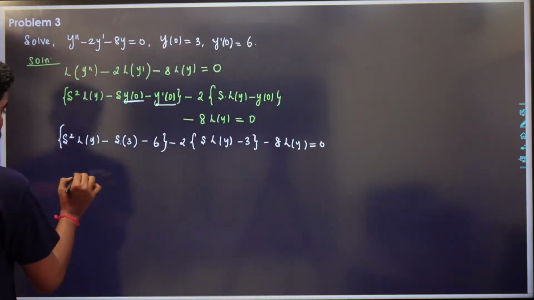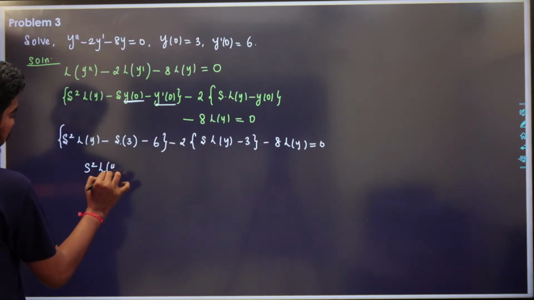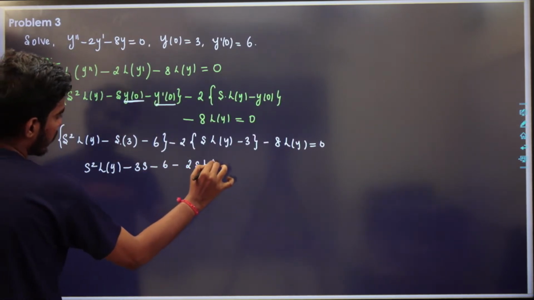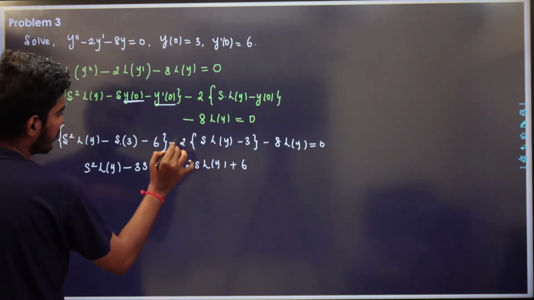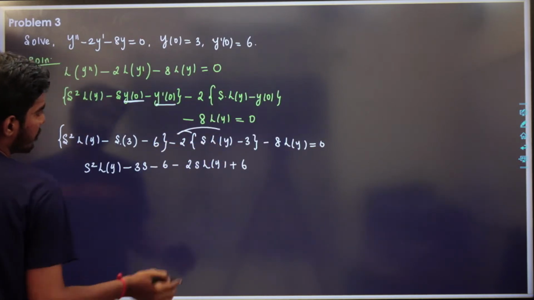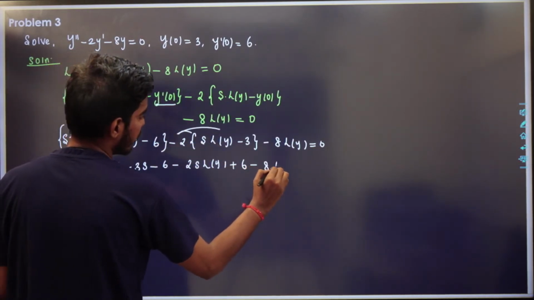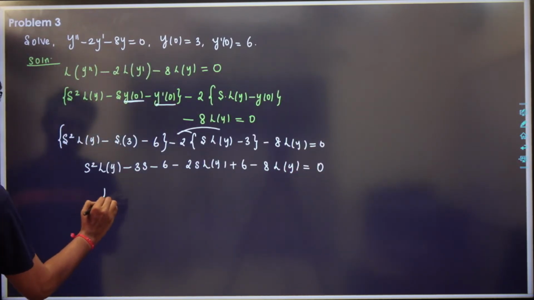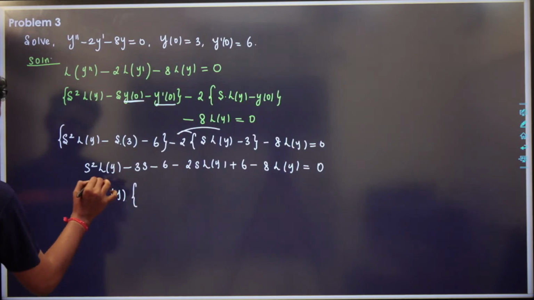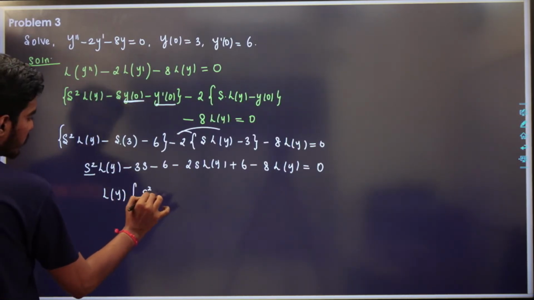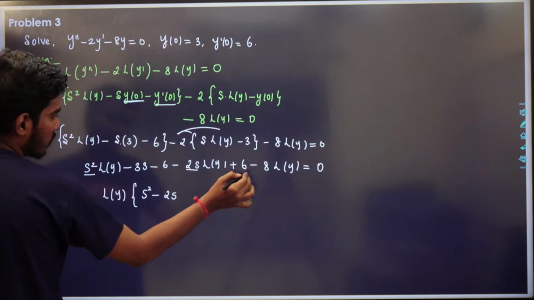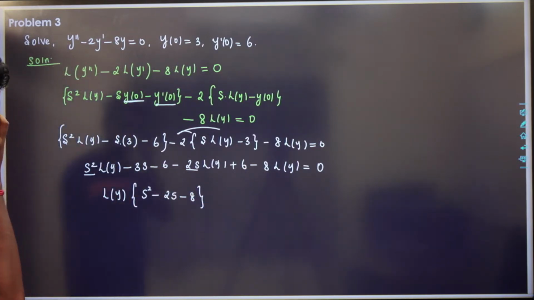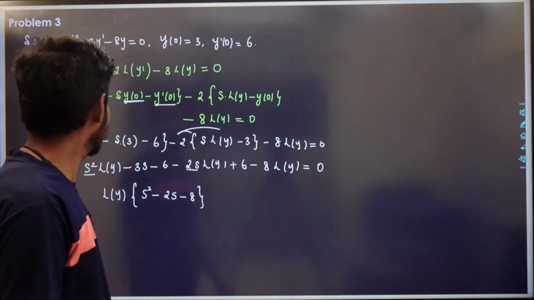So we have s square L of y minus 3s minus 6, minus 2s L of y plus 6, minus 8 times L of y is equal to 0. Now just take L of y common. So we have s square minus 2s minus 8.